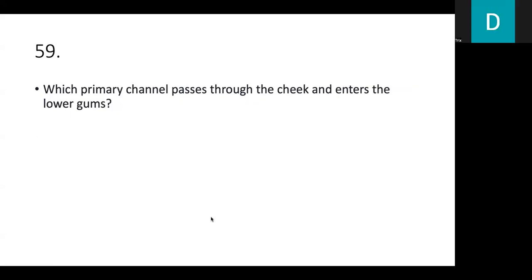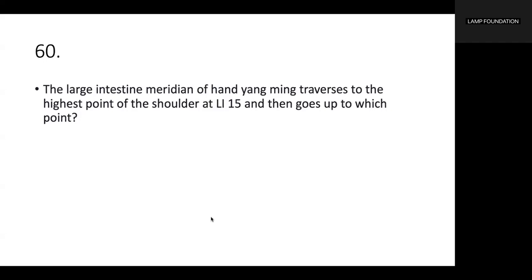Which primary channel passes through the cheek and enters the lower gums? Large intestine. So our clue is L, large. The large intestine; the upper gum is stomach. The large intestine meridian of hand Yangming traverses to the highest point of the shoulder at Li15 and then goes up to which point?